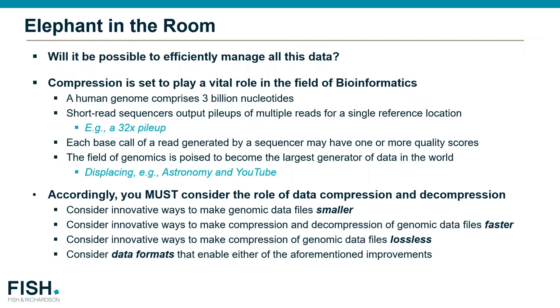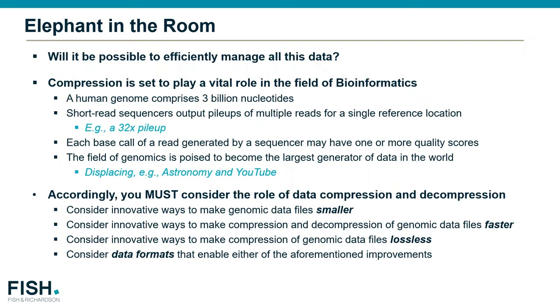And we talk about the final compiled genome for a person or plant, but some sequencers are what are referred to as short read sequencers, and they'll generate not just one read for each reference location. They may generate, for example, what's referred to as a pile of reads, which may have 32 reads for a particular location, and then you determine the best read for that location. So the takeaway here is that the amount of data in this field is going to be growing perhaps exponentially over the coming years.